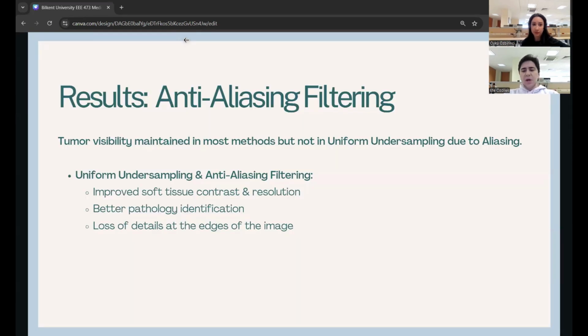And therefore, for uniformly undersampled images, we can use anti-aliasing filters, and this improves the soft tissue contrast and resolution dramatically. And also, we can identify pathological tumors as well, as I mentioned before. However, we lost some of the details at the edge of the image in order to avoid aliasing.